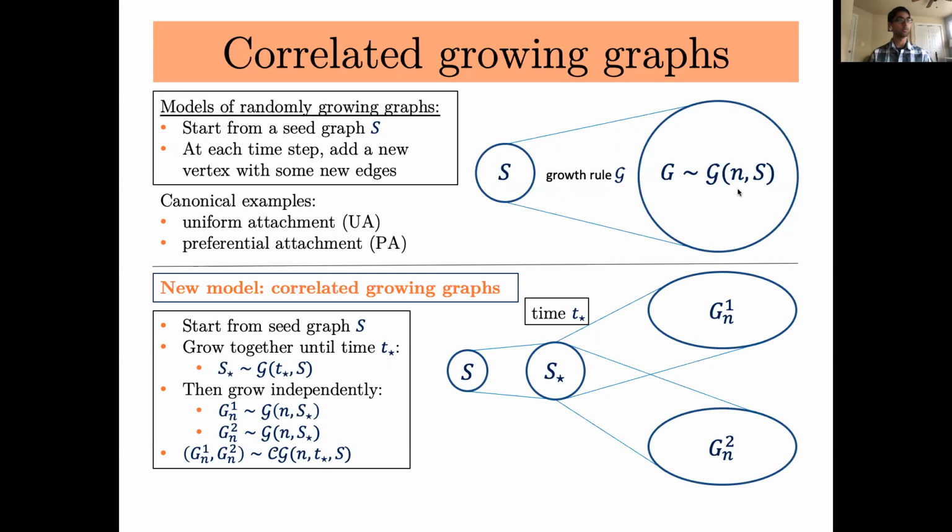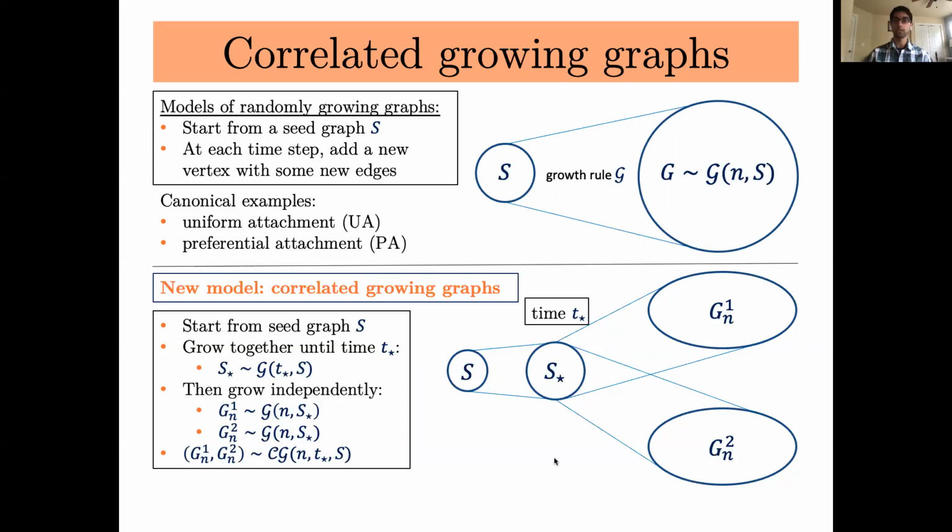Mickey and I came up with a new model of correlated growing graphs. And here's how it works. We start off with some seed graph S, and we grow it until it has T star vertices. At this point, the growth splits into two independent copies to produce GN1 and GN2. GN1 and GN2 are going to have some shared structure, which is induced by this shared subgraph S star. At the same time, the marginal distributions of the two graphs are identical. They're both grown from the same seed graph via the same growth rule into GN1 and GN2.